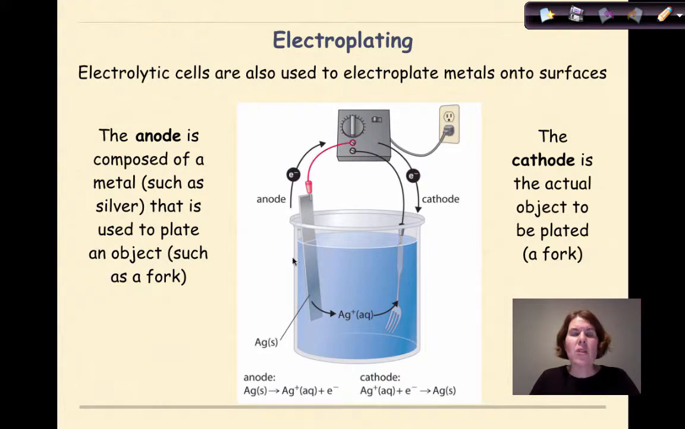So this anode is going to undergo oxidation, and over time you can actually see this silver anode deteriorating and getting smaller, so there'll be less mass as this whole reaction occurs. The cathode is the actual object to be plated, in this case a fork. And then we have our two half reactions down here, which we'll talk about in a little bit more detail.